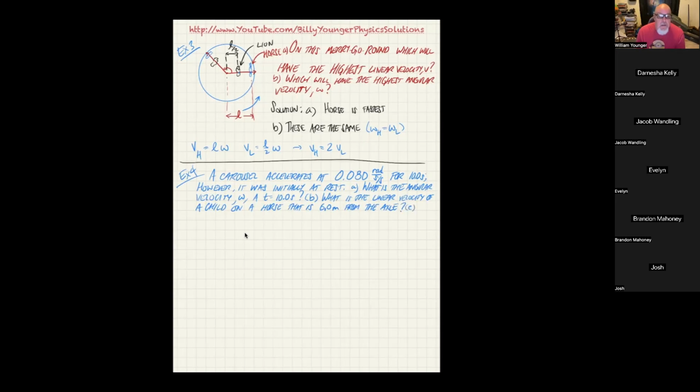Let's see part C. For C, I want to know the tangential or linear acceleration. And D, I want to know the radial acceleration, A R. Okay. And I'll explain all that as we're going. And then finally, for part E, I would like to know the total acceleration, A total, which is equal to A tangential plus A radial. And therefore, A total has a magnitude given by the square root of A tan squared plus A R squared. Okay.